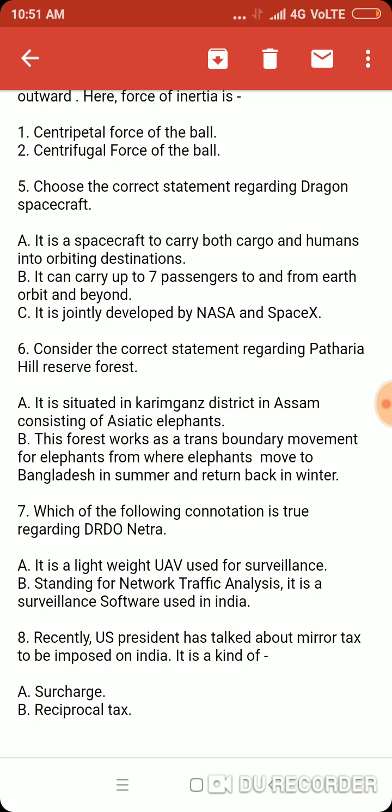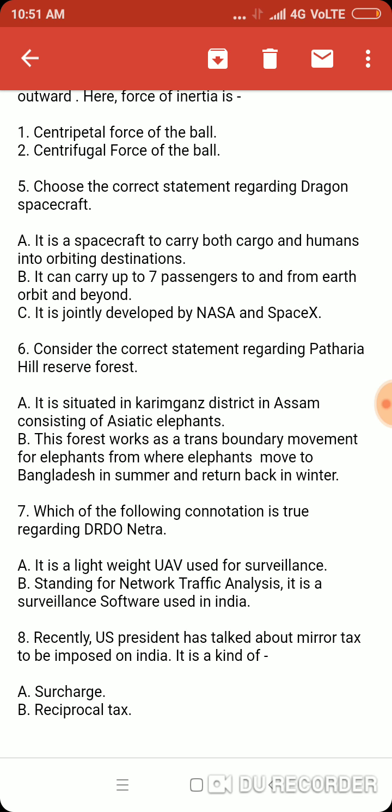Question number 6. Consider a correct statement regarding Patharia Hill Reserve Forest. It is again important. This has come up in the recent context of interboundary movement of Asiatic elephants through this reserve. This reserve occupies a boundary between India and Bangladesh, and Asiatic elephants use this reserve to move from India to Bangladesh and again from Bangladesh to India.